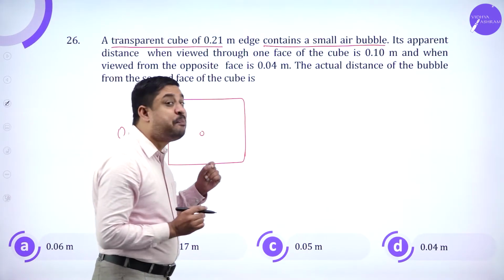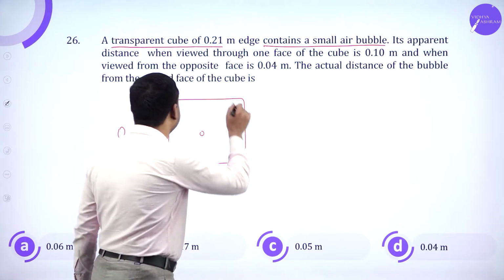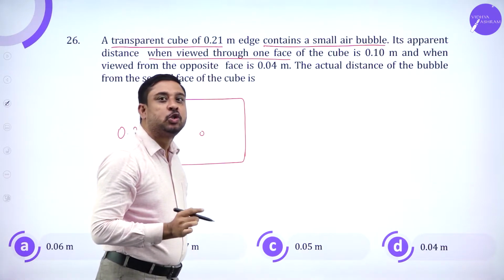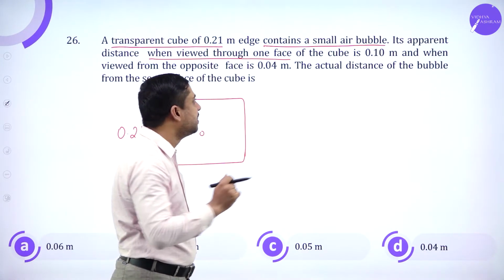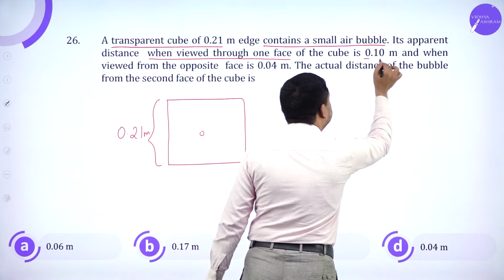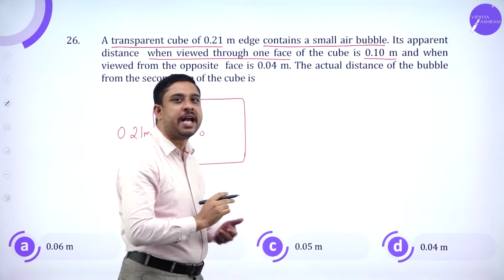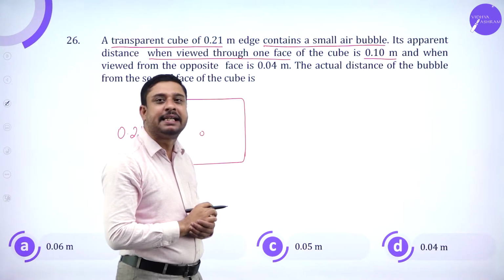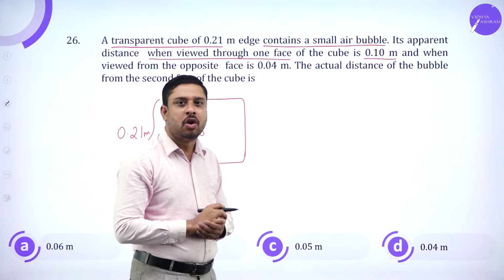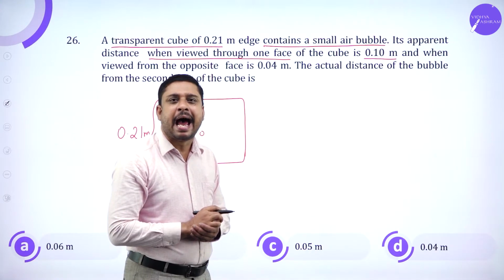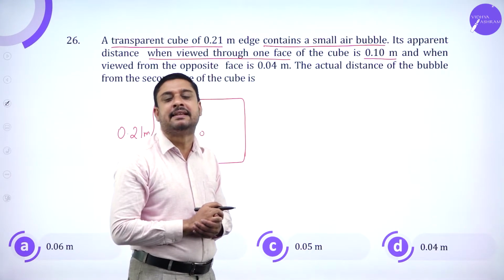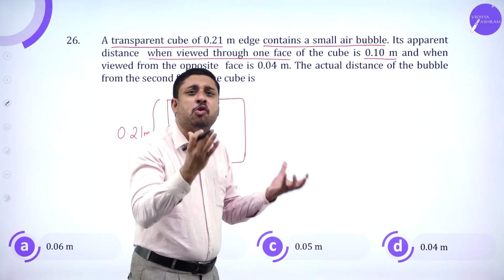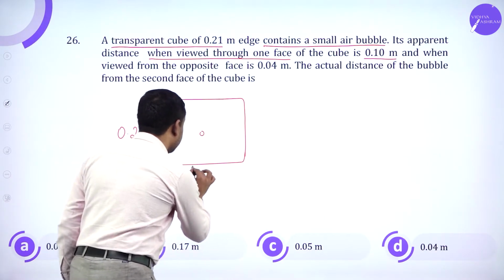Its apparent distance when viewed through one face is 0.1 meter. Apparent distance, not the real distance. What does apparent mean? It appears to be at that distance.